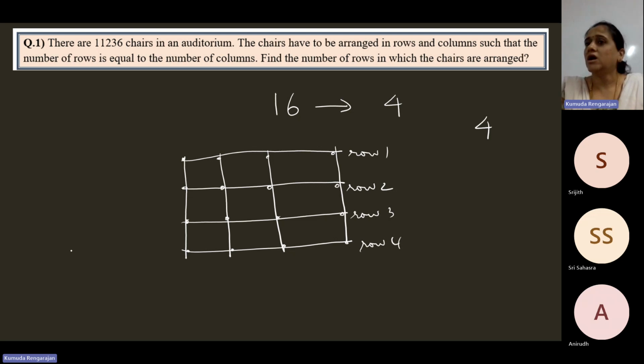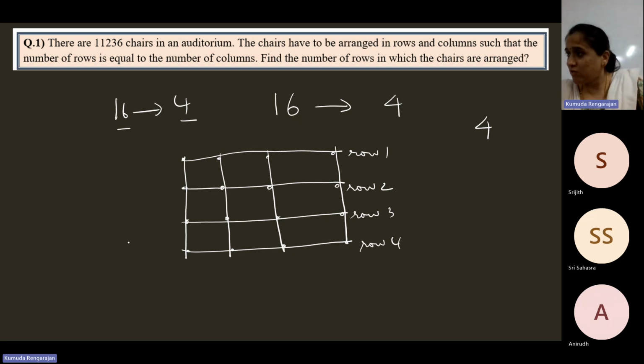In the question, how many chairs are mentioned? 16 chairs. And there is a condition in the question: the number of rows must be equal to the number of columns. So what's the answer? 4. How are the numbers 16 and 4 related? 4 is the square root of 16. So the answer is the square root.